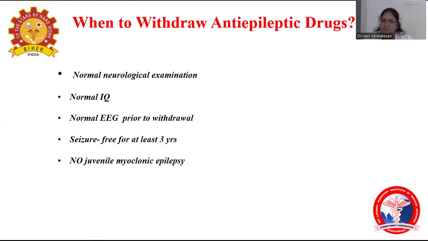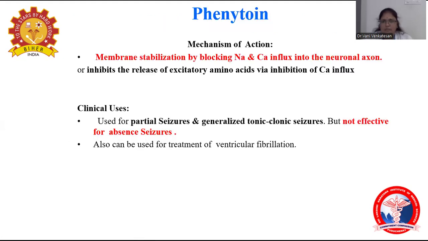If the patient is having juvenile myoclonic epilepsy, he or she has to continue the drugs lifelong. Otherwise, we can consider stoppage of drug therapy. Coming to the individual agent, phenytoin. So phenytoin, we already saw the mechanism of action.